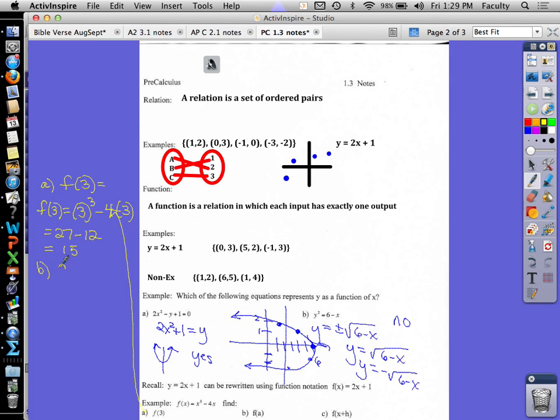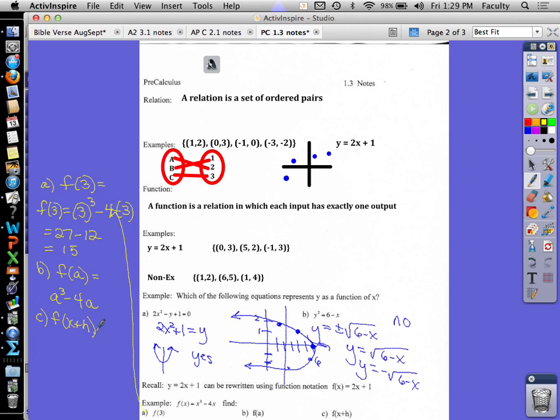And letter B, for some reason this bothers us if we're not putting a number in. What would f of a be? Abby? Would it be a cubed minus 4a? Yeah, everywhere you see the x, you're replacing it with an a.